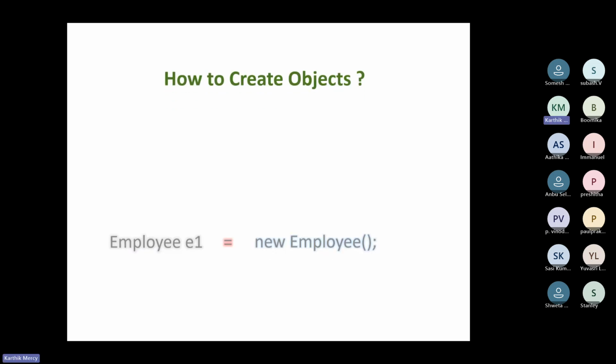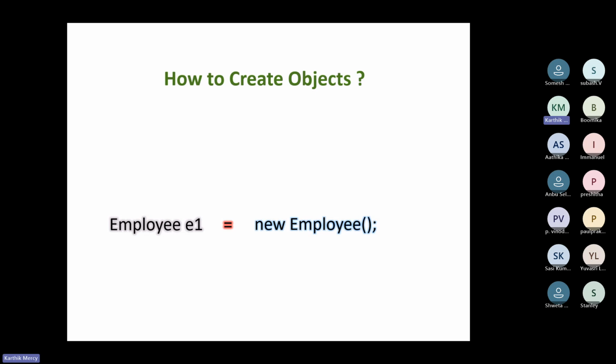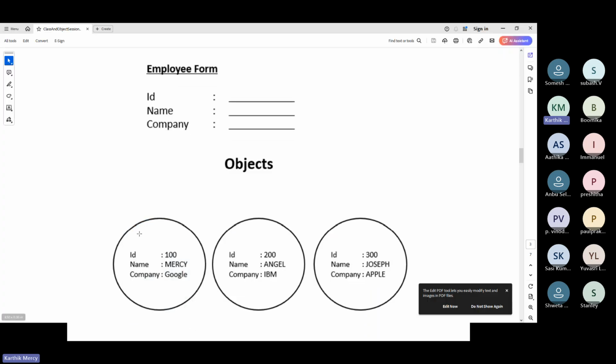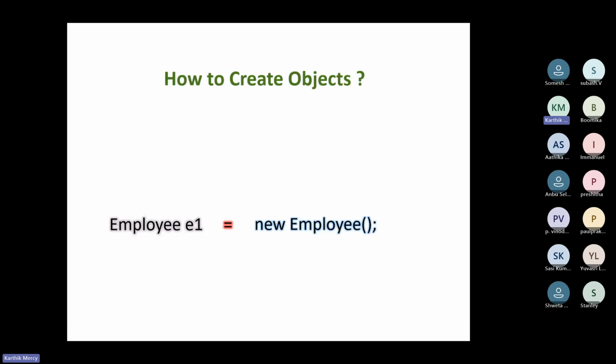So I was saying this is the most important line that we will be learning about today. You can see Employee e1 is equal to new Employee. What I told you is this line will create something like this, some object like this. But as I told you, there are three important points in this. What are those? Let me quickly tell you.